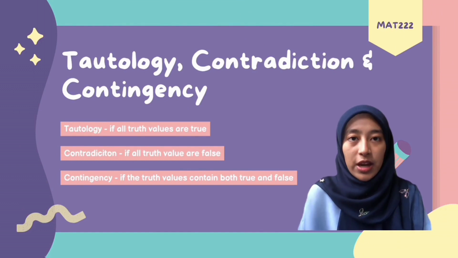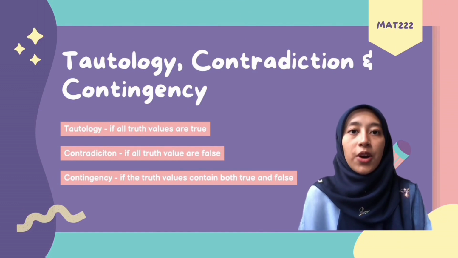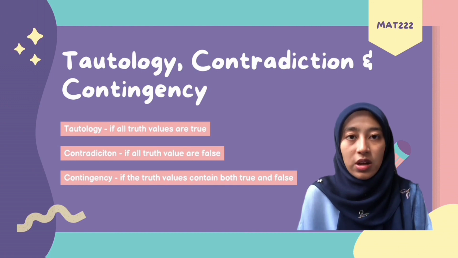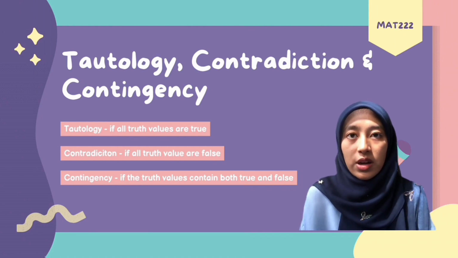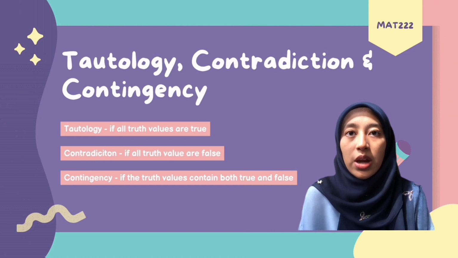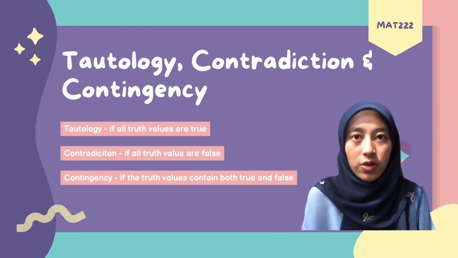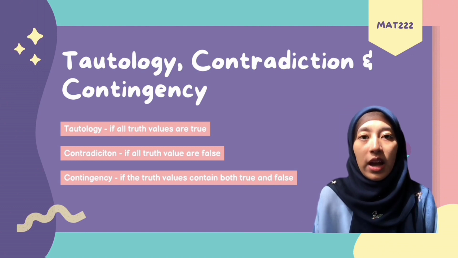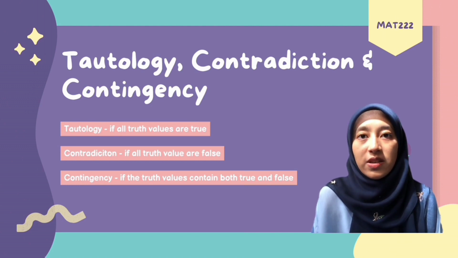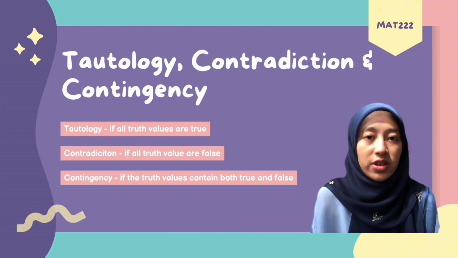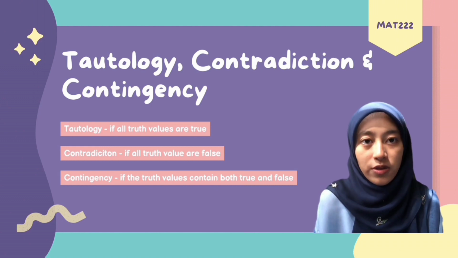There are three types of proposition. First, tautology. Tautology happens when all truth values are true. Second, contradiction. Contradiction happens if all truth values are false. And lastly, contingency. Contingency is if the truth values contain both true and false.